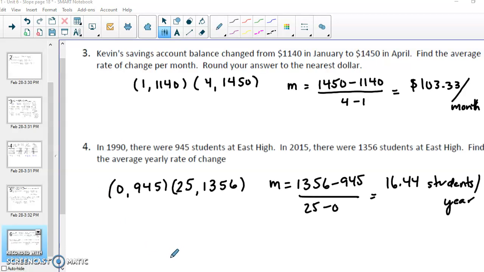So here's my work for this problem. East High is growing, and I don't know if these are the real numbers or not, but it's growing on average 16.44 students per year. Obviously, you can't have 0.44 of a student, but it just is an average rate of change.